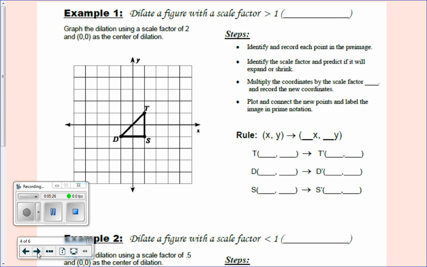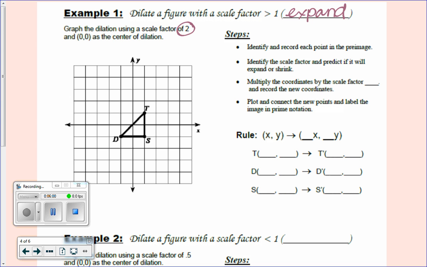So let's do that. In example number 1, we're going to dilate a figure with a scale factor greater than 1. What is going to happen to our figure if our scale factor is greater than 1? It's going to expand or it's going to get bigger. All right, so we are going to graph the dilation using a scale factor of 2 and 0, 0 as the center of dilation. Okay, the origin will always be the center of dilation.